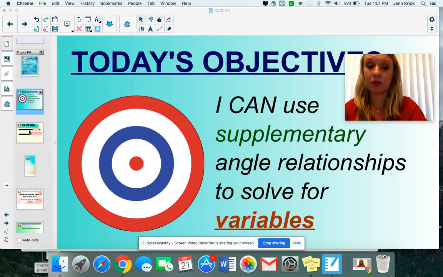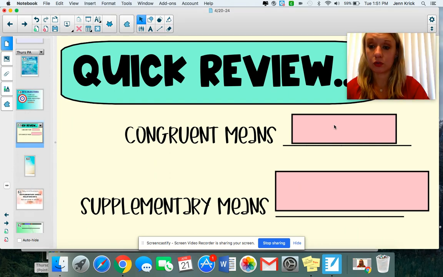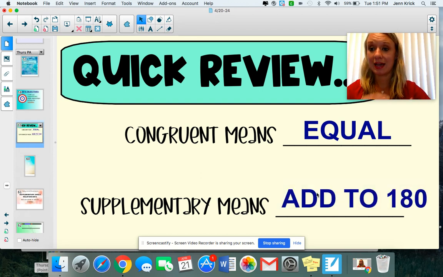But let's quickly review to make sure that we're all on the same page. Remember that another word for congruent is actually equal. Earlier in the week we looked at all these different relationships that produced equal angles. However, today we're going to be focusing on supplementary angle relationships. Remember that supplementary means adding to 180 degrees. That 180 is going to come into play for every problem that we work with today.